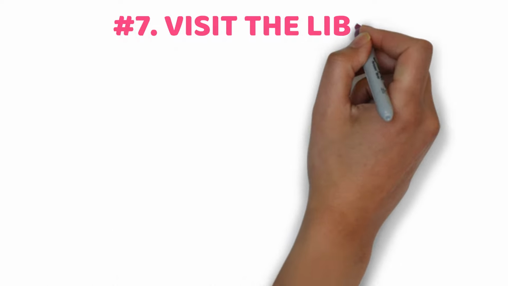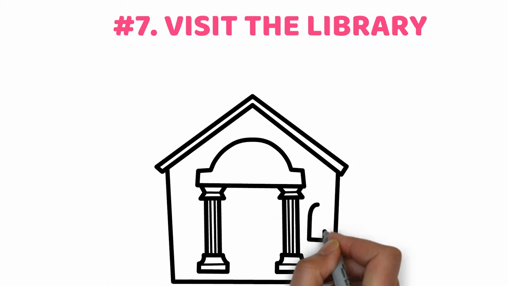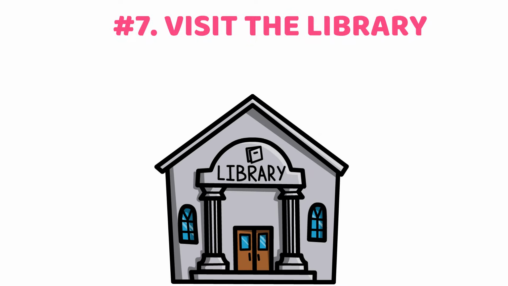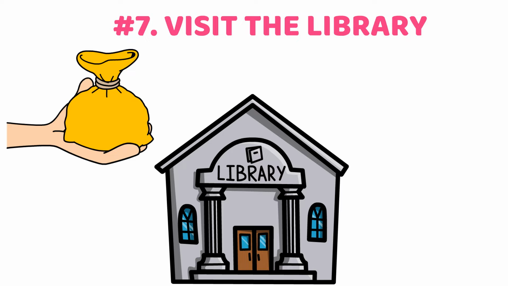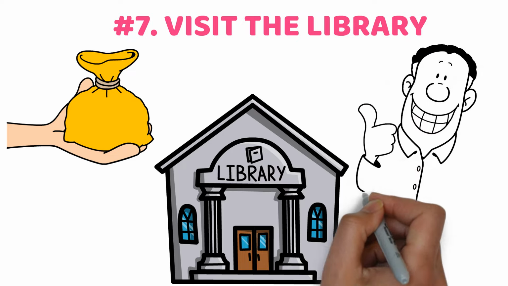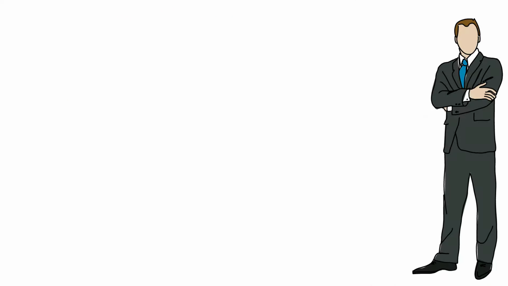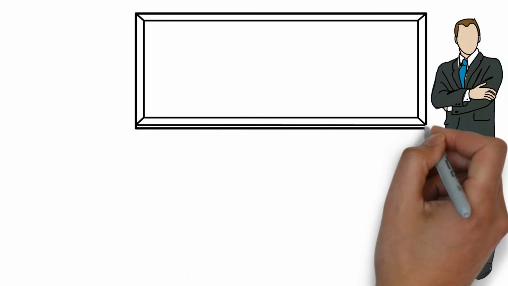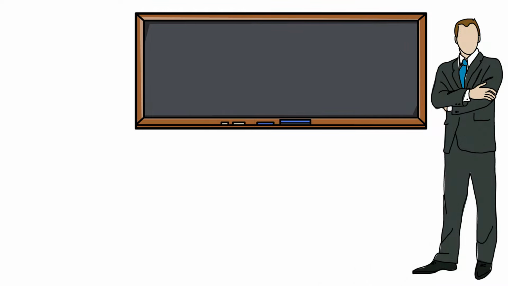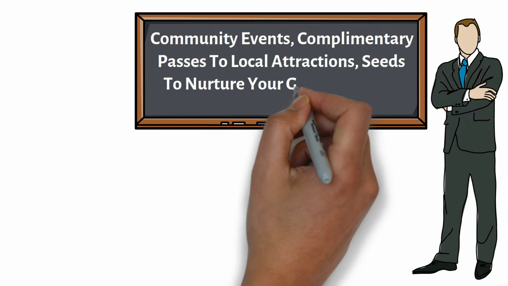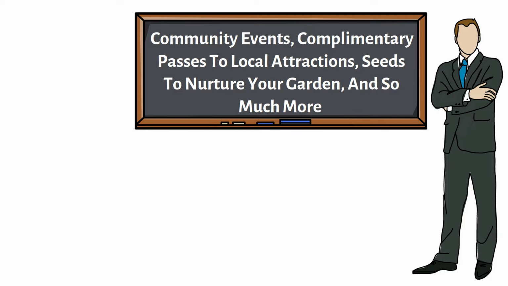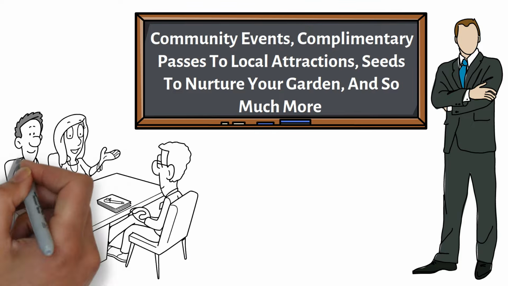Number 7. Visit the library. The library offers an excellent opportunity for free entertainment, especially when you're looking to save money quickly on a tight budget. However, it provides an abundance of additional features that warrant a special highlight. Absolutely, you have the option to borrow books, movies, and CDs. However, many libraries provide additional resources and services as well. Imagine the possibilities. Community events, complimentary passes to local attractions, seeds to nurture your garden, and so much more. Connect with your local librarian to discover the resources your library has to offer. The library is my go-to budget-friendly treasure.